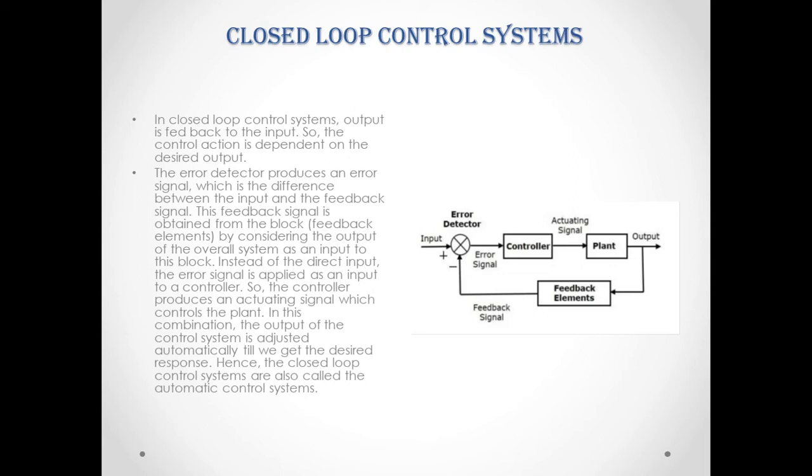This feedback signal is obtained from the block by considering the output of the overall system as an input to this block. Instead of direct input, the error signal is applied as a part of input to the controller. The controller produces modified actuating signal which is then applied to the process or the plant, and the plant produces a desired output. This is basically an automatic process, and sometimes this type of control loop is known as automatic control system.